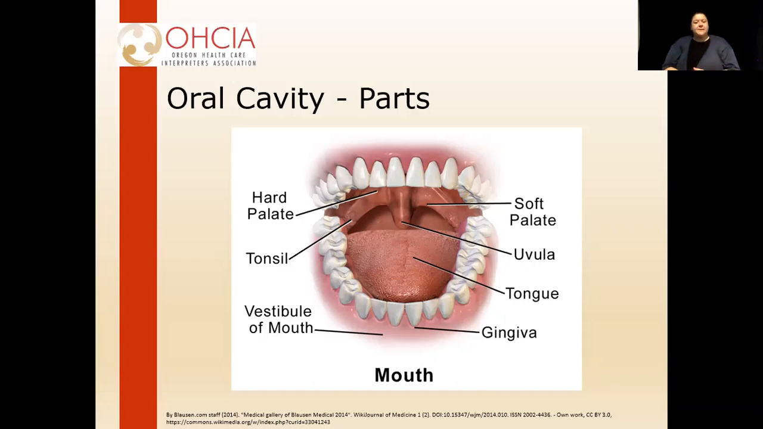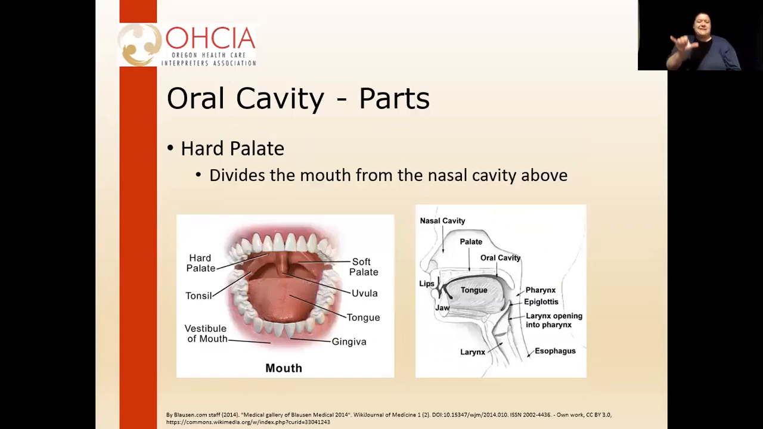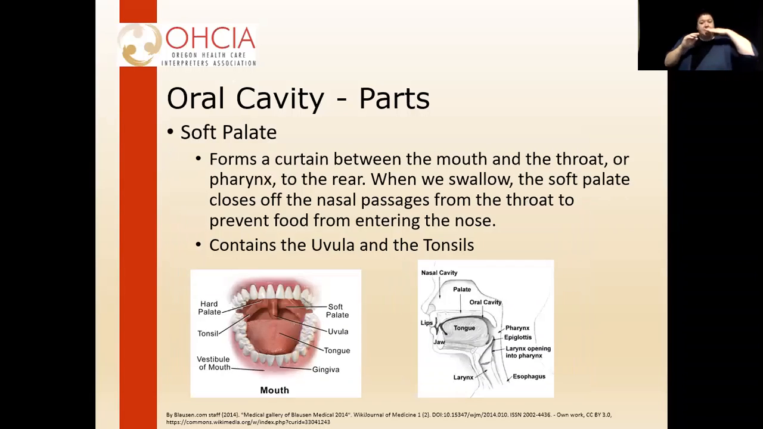The tongue is part of your mouth, obviously, and then there's the vestibule of your mouth, which is the entry point, that little space between your lower lip and your gums. And then the gingiva, which are the gums themselves. The hard palate divides the mouth from the nasal cavity, as I said. The soft palate is the curtain between the mouth and the throat.